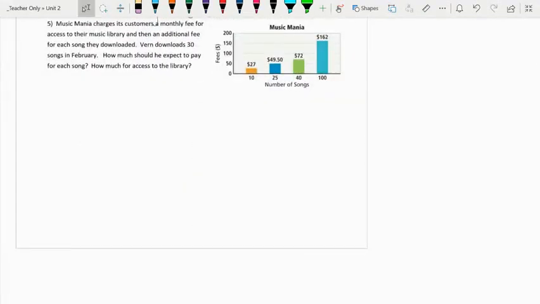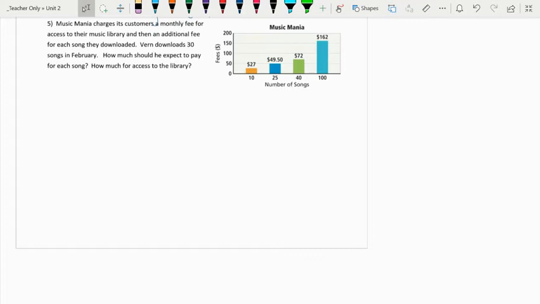Music Mania charges its customers a monthly fee for access to their music library, and then an additional fee for each song they download. Vern downloads 30 songs in February. How much should he expect to pay for each song? How much for the access to the library?